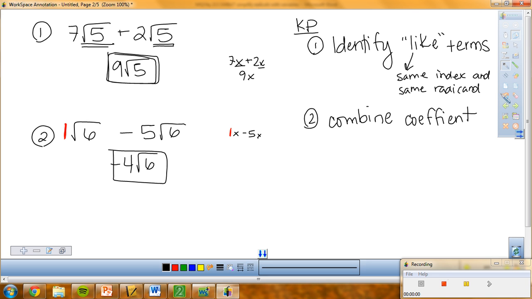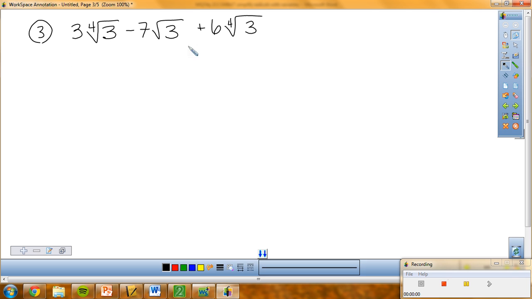So we can also see multiple terms. It's not just going to be 2 terms. We can have 3 terms, 4 terms. Right? So here, going through our same steps, we want to identify like terms. One quick tip is to always check the index.